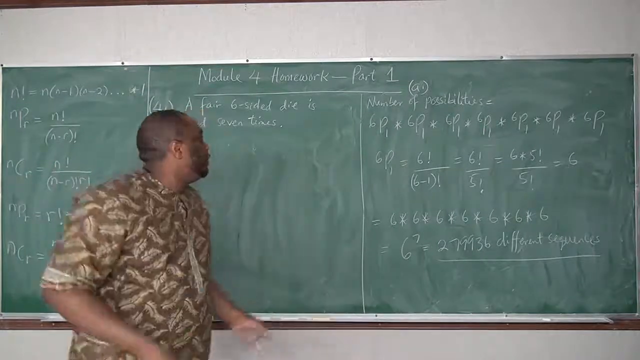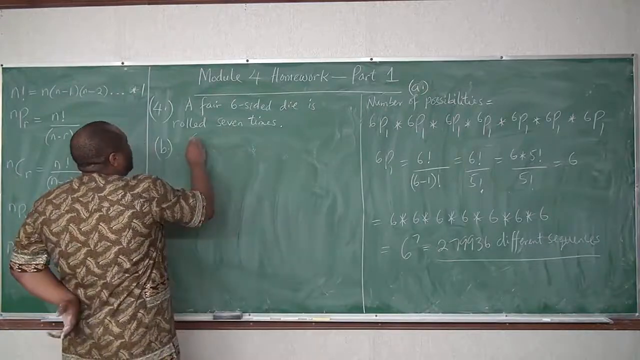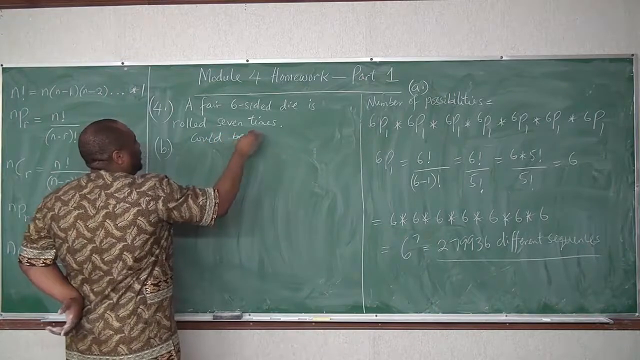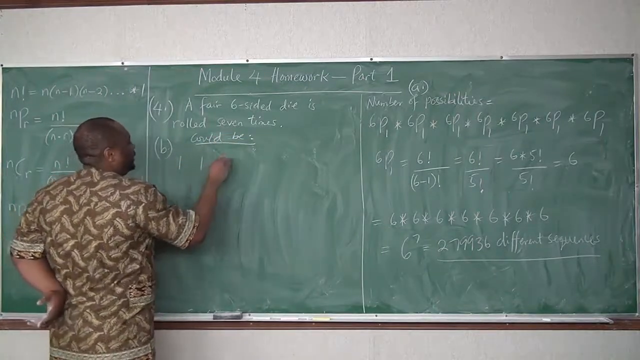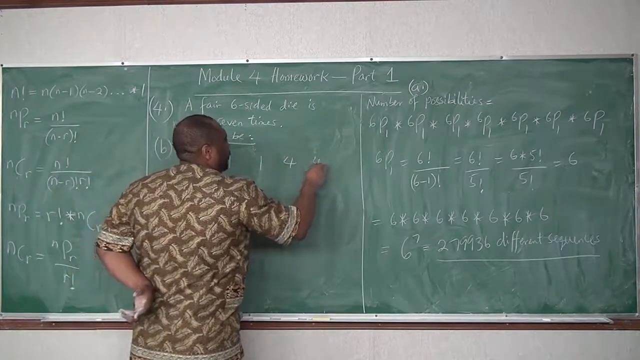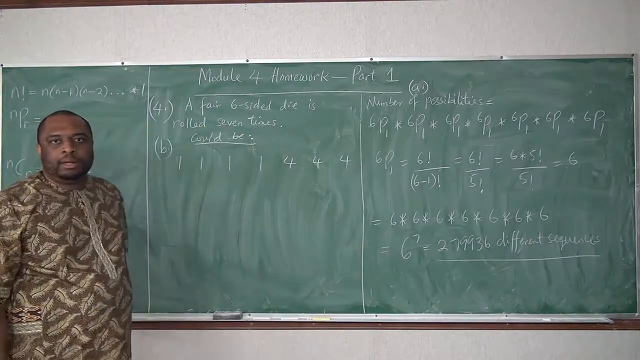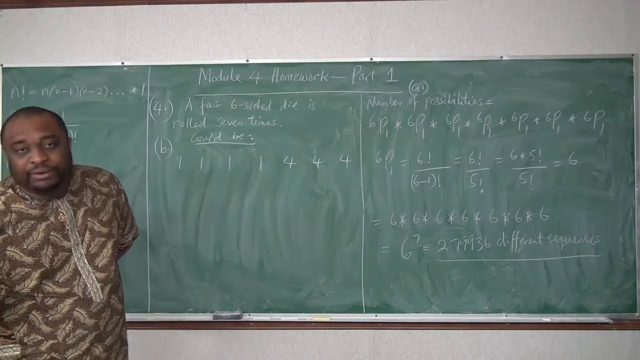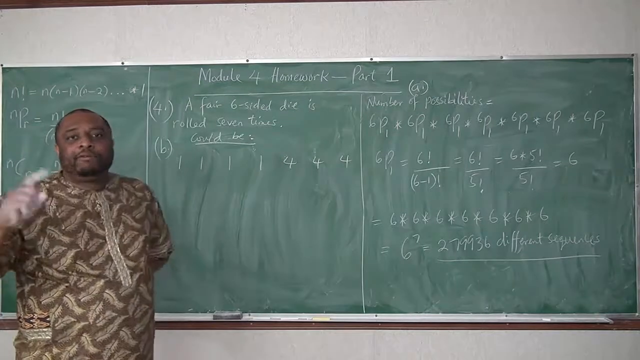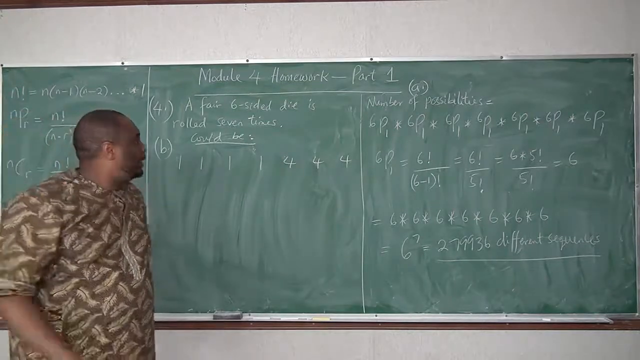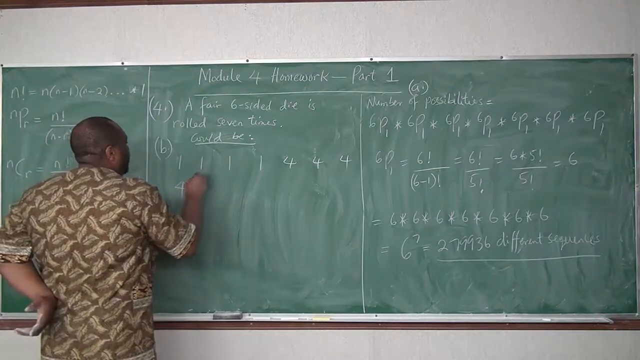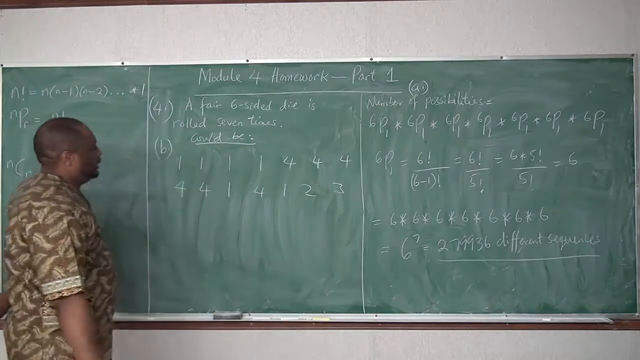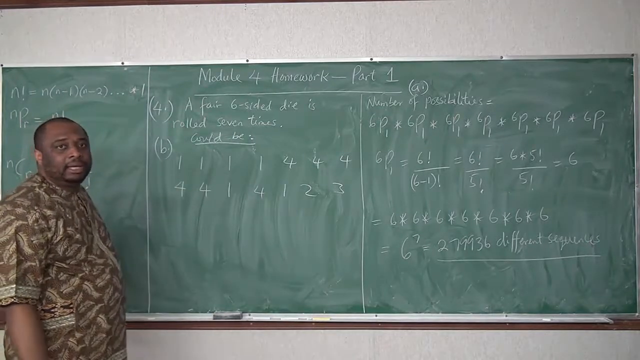It could be 1, 1, 1, 1, 4, 4, 4. Okay, that contains exactly 3 rows of 4. Or it could be 4, 4, 1, 4, 1, 2, 3. You see? It could be that.